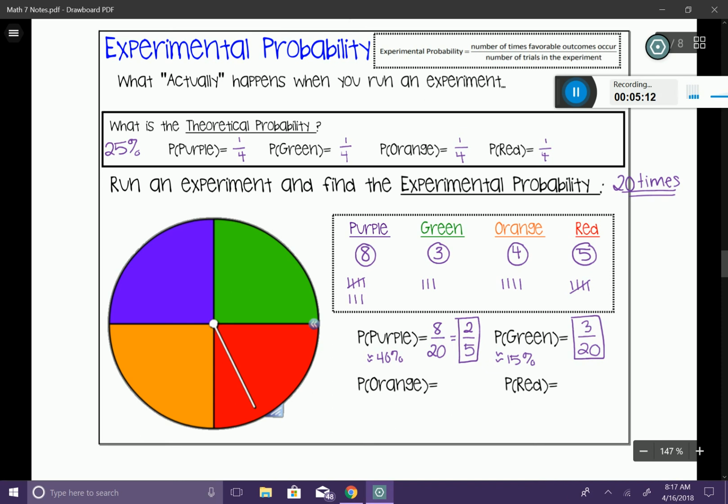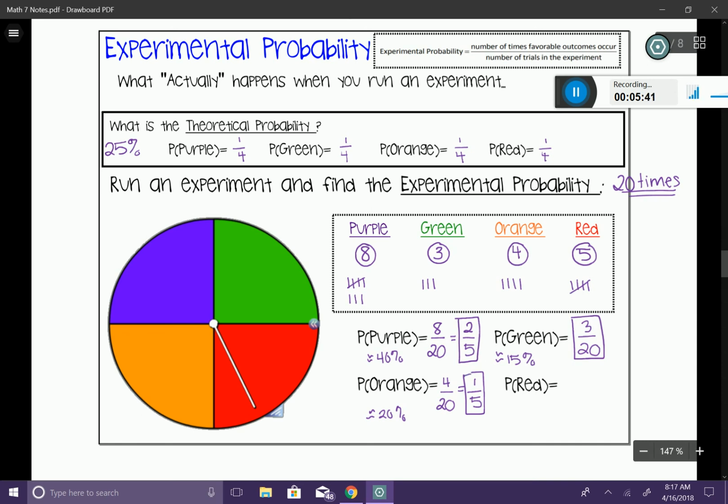Okay, let's look at the orange now. It looks like we spun the spinner 4 out of 20 times, and it landed on the orange. So 4 out of 20. If I simplify that, that's going to simplify down to 1/5. Now, 1/5 as a decimal is going to give us approximately 20%. You can see that this is actually a little closer to our theoretical probability of 25%. It's not quite right on, but it's pretty close.